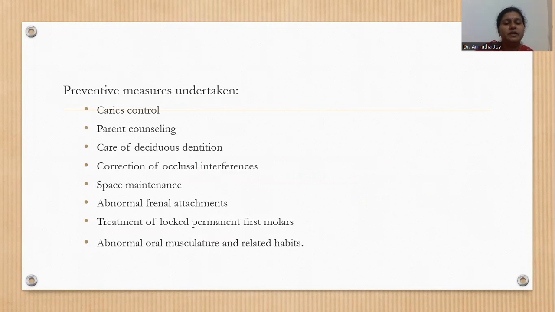Preventive orthodontic procedures are caries control, parent counseling, care of deciduous dentition, correction of occlusal interferences, space maintenance, and correction of abnormal frenal attachment, which can lead to development of midline diastema or cause interference to eruption. Such frenal attachments should be identified or diagnosed early and corrected. Then treatment of locked permanent first molars and abnormal oral muscular activities.